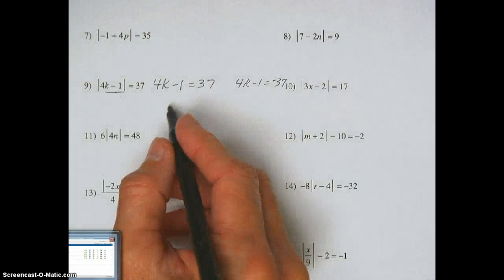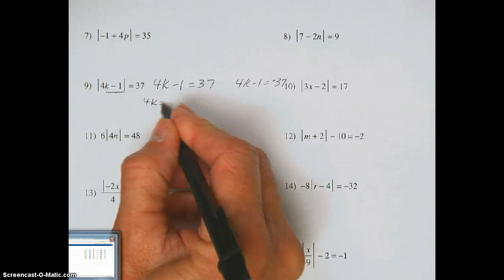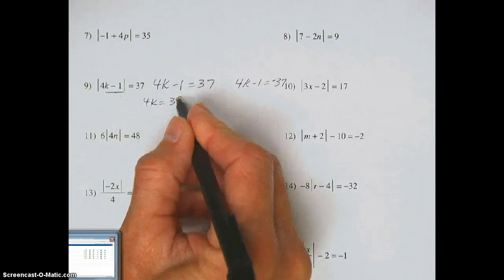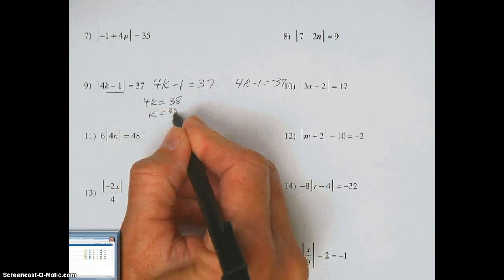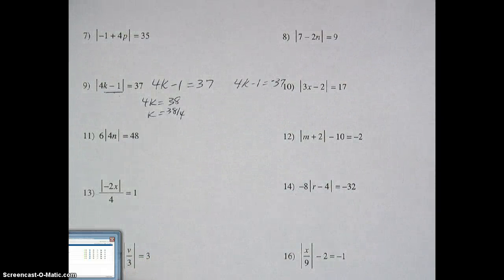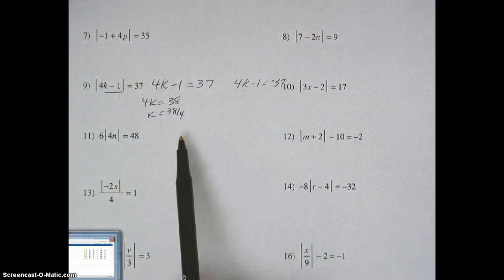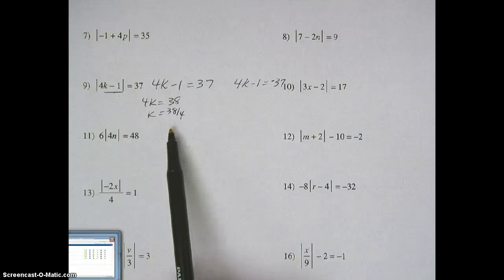Let's do a quick step on this. So if I add 1, I'll get 38. So K will be 38 fourths. I'm going to leave it just like that. You'll look at some of your answers. If they're decimal, you'll know to punch it. If it's a fraction, you'll know to reduce.